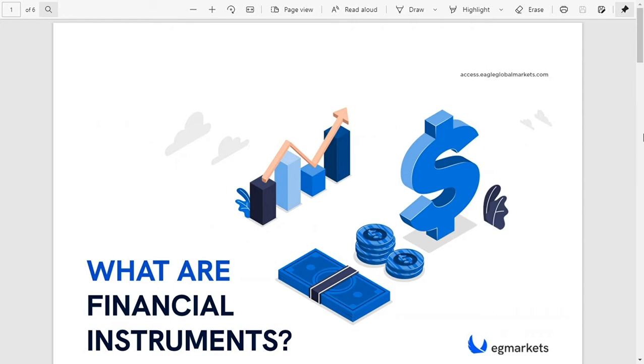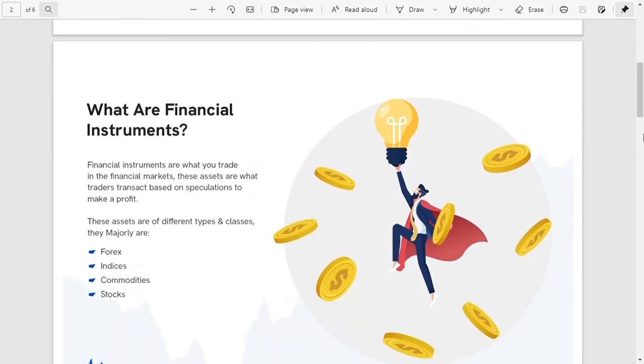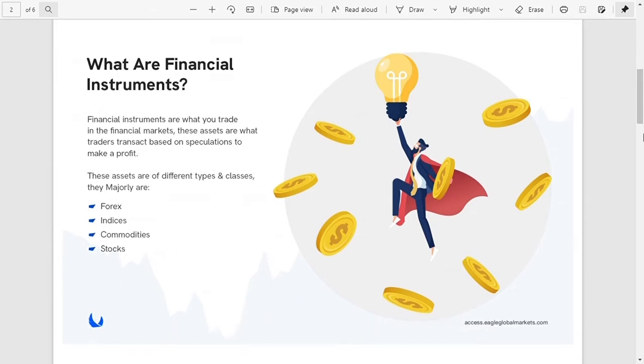I'm your host, Akinwale Chibike, and in this session, we will talk about what financial instruments are. What are financial instruments? Financial instruments are what you trade in the financial markets. These assets are what traders trade based on speculation to make a profit. These assets are of different types and classes. They majorly are forex, indices, commodities, and stocks.